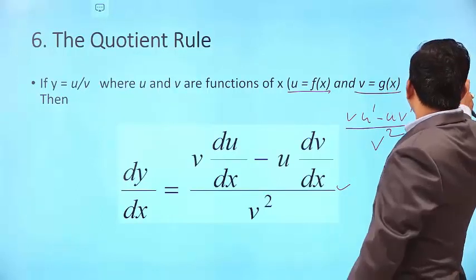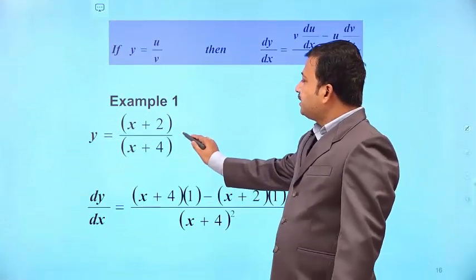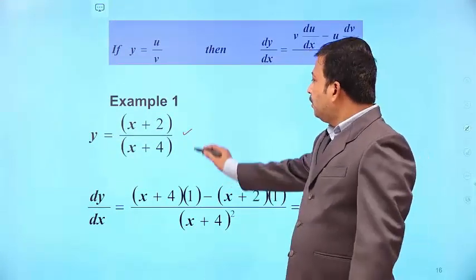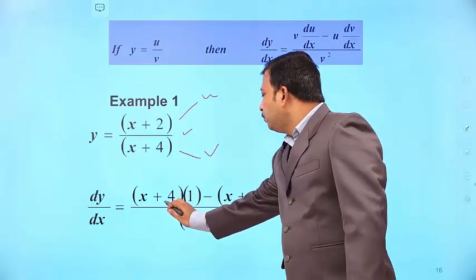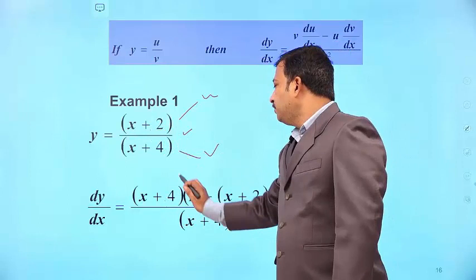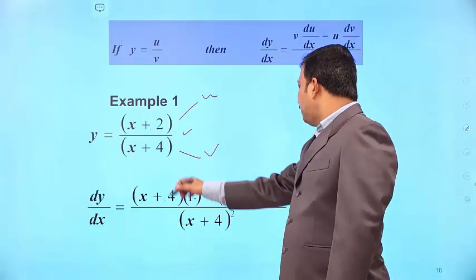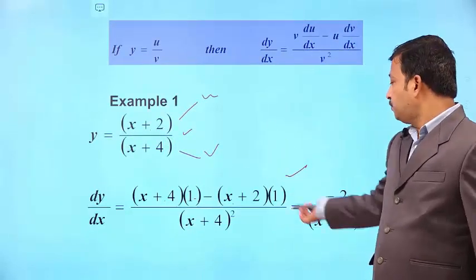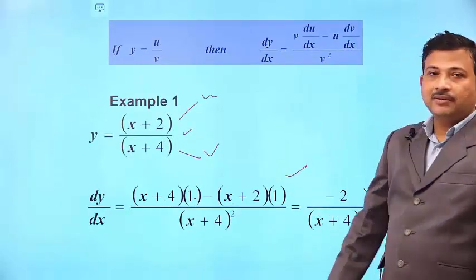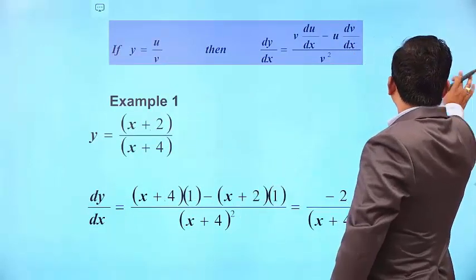So if you see an example for this, let us take y is equal to (x plus 2) by (x plus 4). So this is your u and this is your v. So v into u dash, x plus 2 derivative is 1, minus u into, x plus 2, derivative of x plus 4 is 1. Just multiply it, divided by v square, (x plus 4) whole square. If you simplify, you will get the answer for it. This is nothing but your quotient rule.